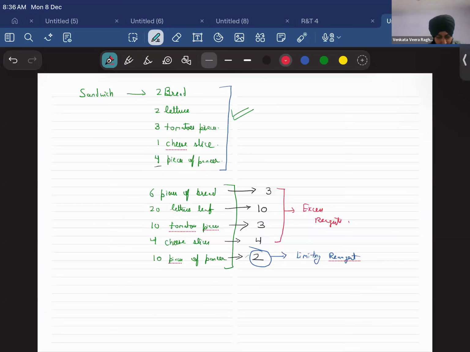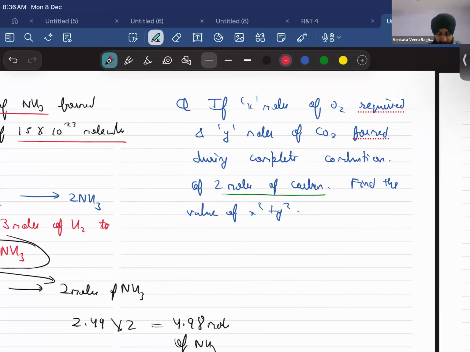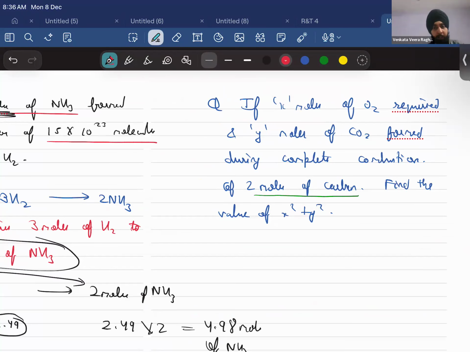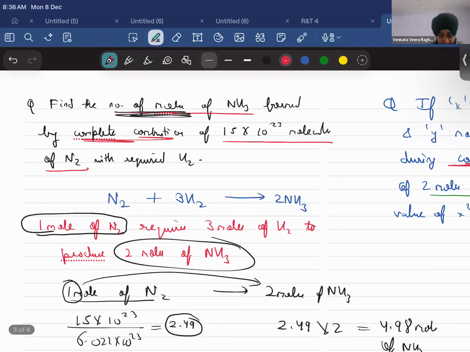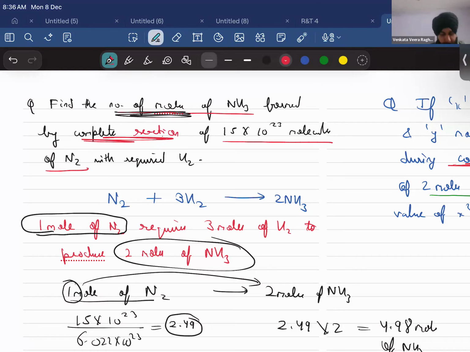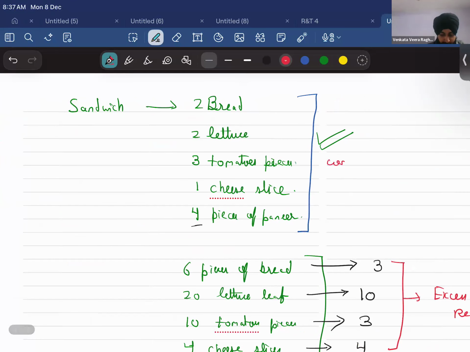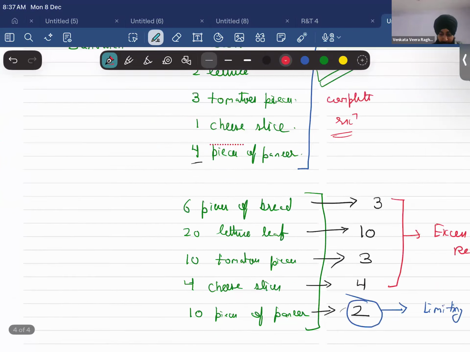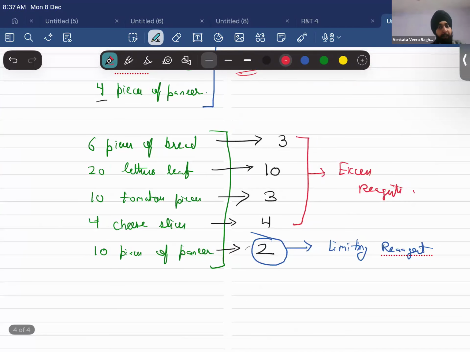Then you can ask me, sir, why haven't you considered the concept of the limiting reagent in this question or the previous two questions? Because here it is written that a complete reaction is going on. Oh, sorry, this is not combustion, this is a reaction. A complete reaction means everything is present in equal proportions, as actually required. This is a complete reaction. But in this one, it's not a complete reaction, because some things are getting left over and some things are getting used up early.